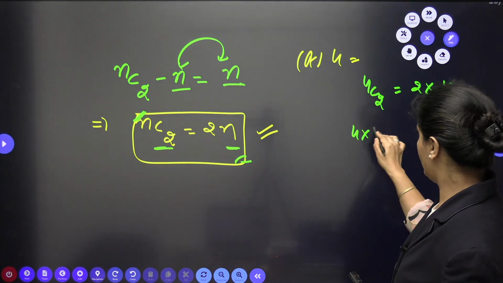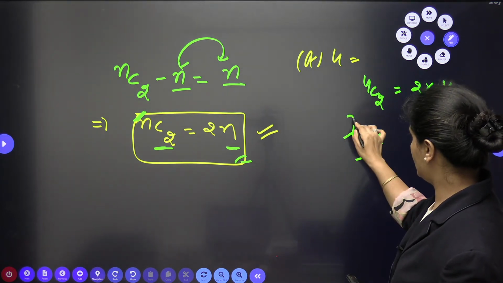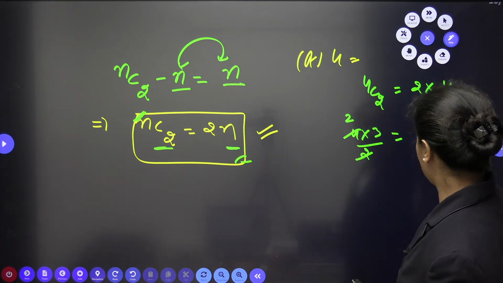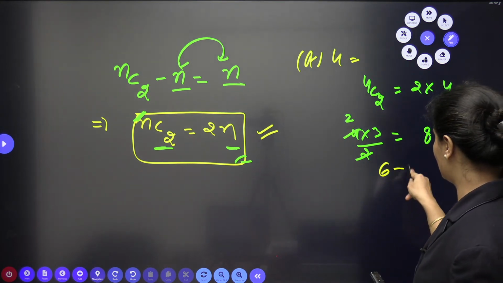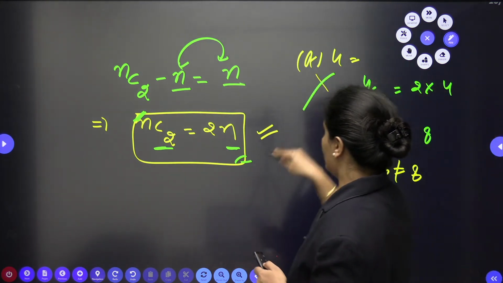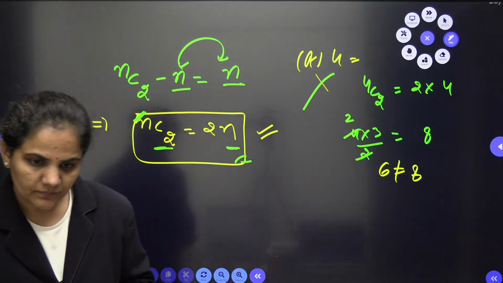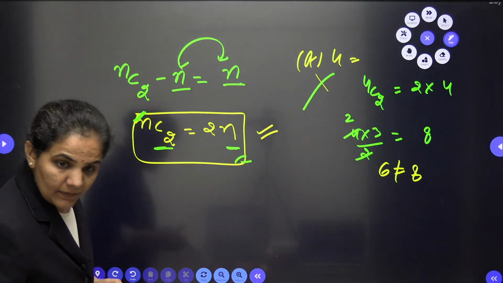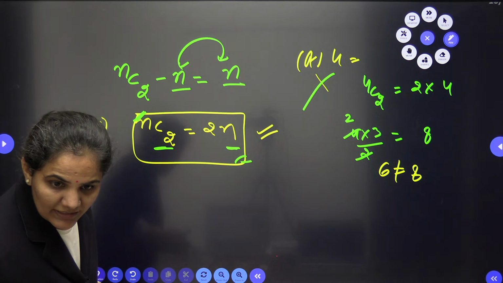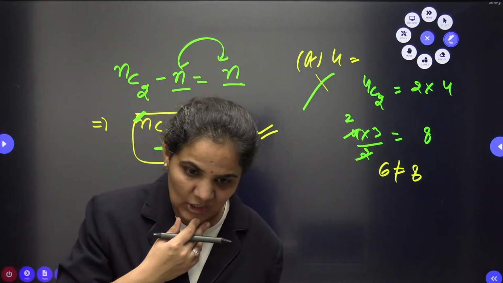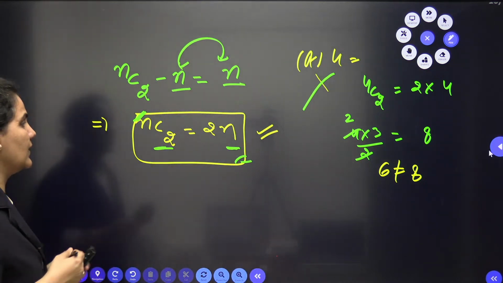4 into 3 by 2. When you solve, this is 6 and here 8. So I can understand that 6 is not equal to 8. So option A cannot be there first of all. I can see the reply by Saharsh and Harshal, option C. Yes, very good. Shabash. It is 5.